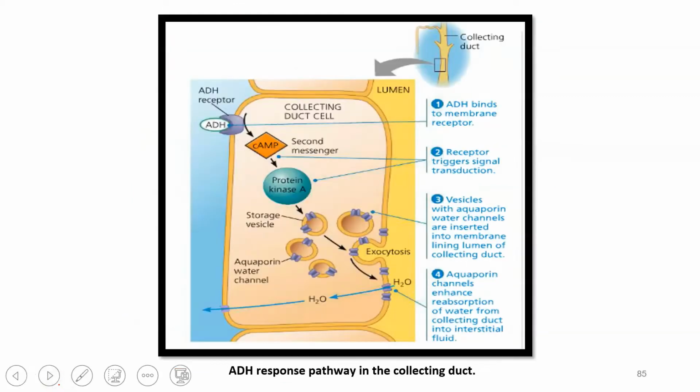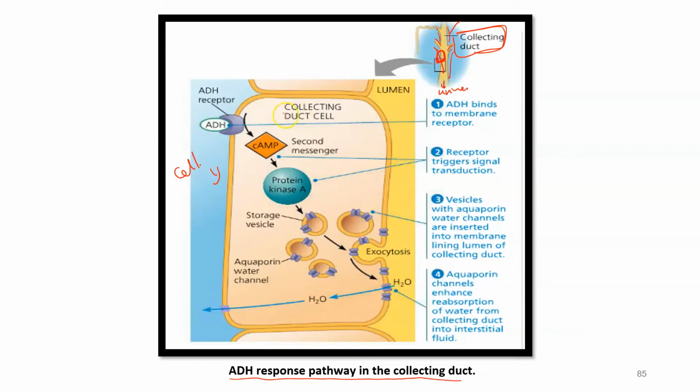Okay, so if you look at this diagram, it says here ADH response pathway in the collecting ducts. So remember, collecting duct is the tubule that receives filtrate from numerous nephrons to become urine later, that will be conveyed through the ureter and stored in the urinary bladder. So as you can see here, this is the cell of the collecting ducts, the cell that makes the wall of the collecting ducts. We call it the transport epithelium, right?